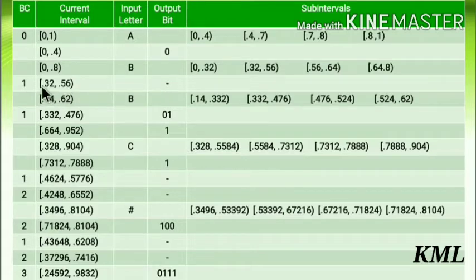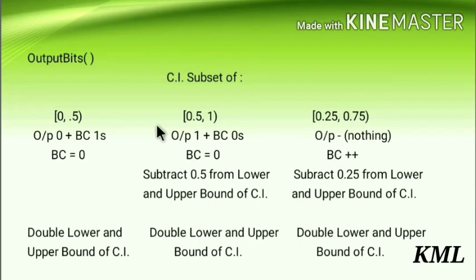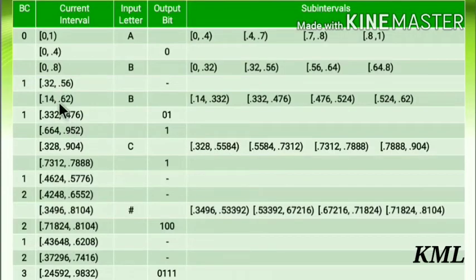So after subtracting 0.25 you get 0.07, and after doubling you get 0.14, okay. Same for the right interval. So you get the new value, okay. So now check this value with the algorithm. So 0.14 and 0.62 doesn't fall in any of this, okay, if you check. So what do you do? You stop and take the next input letter, okay.